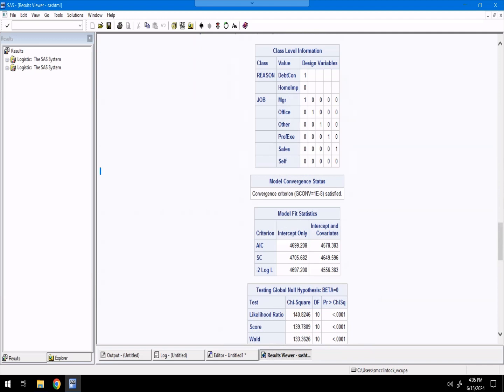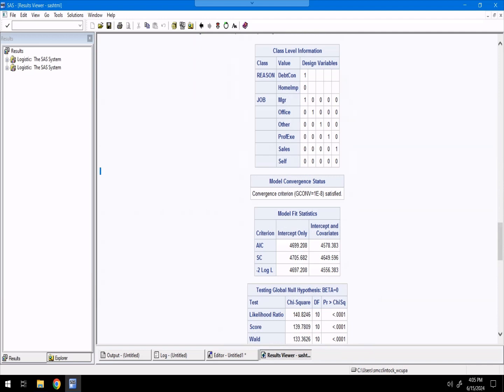But the reason category only had two possibilities, so it essentially made one dummy variable. That one dummy variable was a 1 if the person took their loan out for a debt consolidation. It was a 0 if they took it out for home improvement. The job category has 6 outcomes. You have a managerial job, an office job, you're a professional executive, you have a sales job, you're self-employed, or other. So 6 categories. That means that we need 5 dummy variables, and I can see there's 5 columns. Each column is a dummy variable.